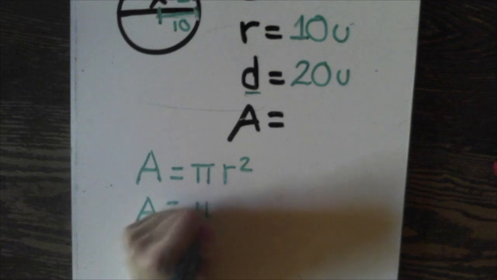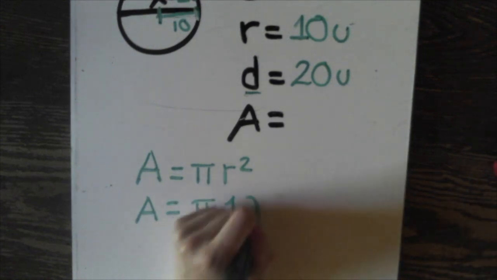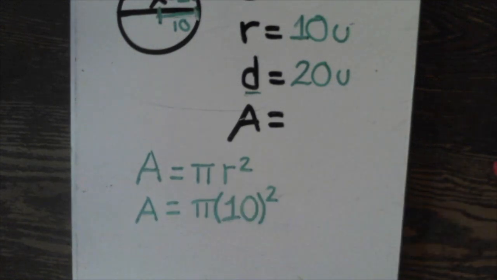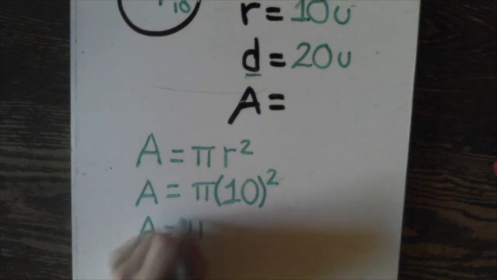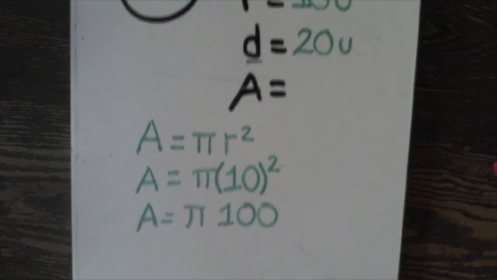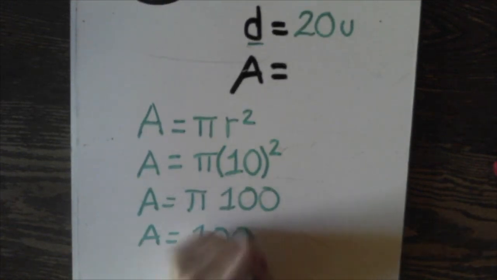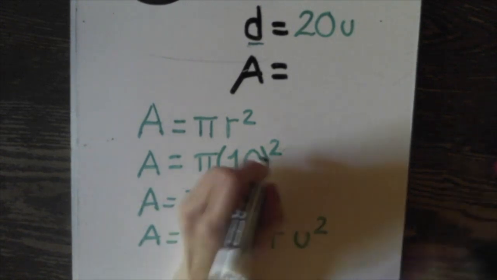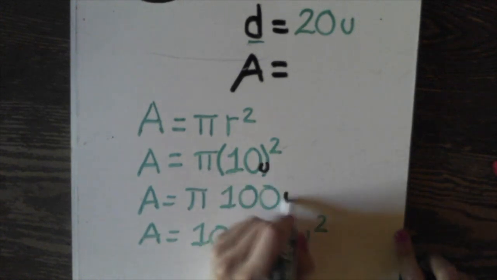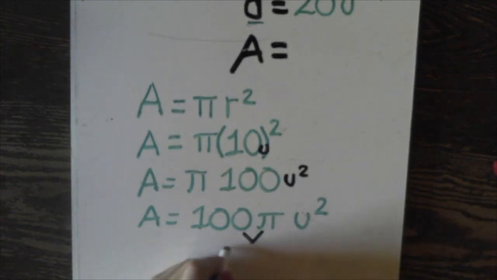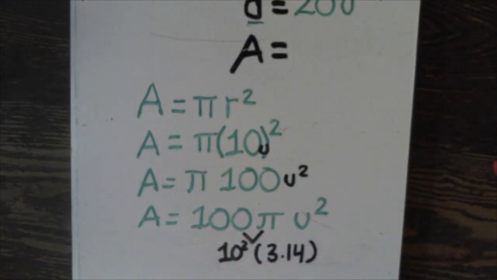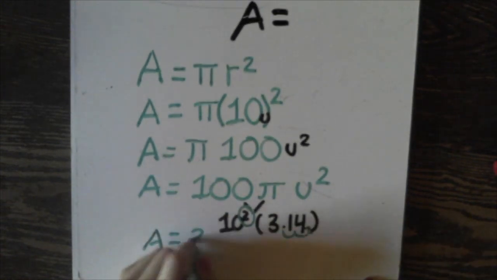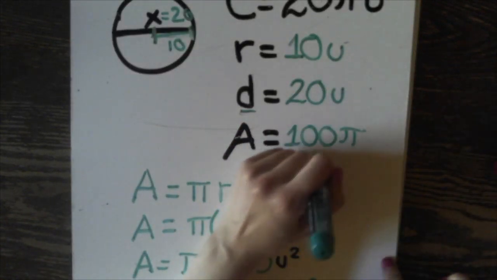Area is equal to pi r squared, which is equal to pi times 10 squared, and 10 squared is 100. 100 pi square units. I can of course notice that if this is units on the 10, I would have to say units squared. And 100 times pi is the same as saying 10 squared times pi, so scientific notation tells us to move the decimal over 2 times. My final answer is 100 pi square units, or 314 square units.